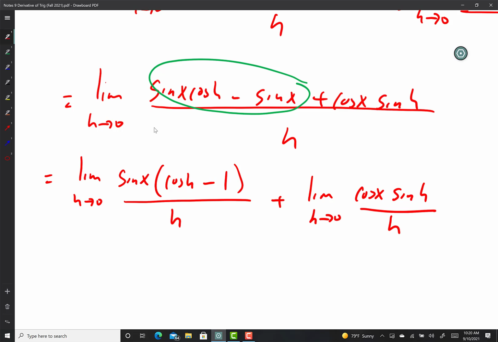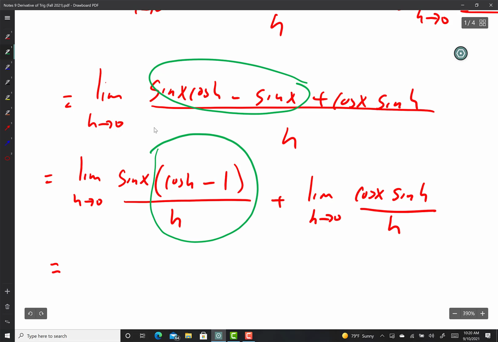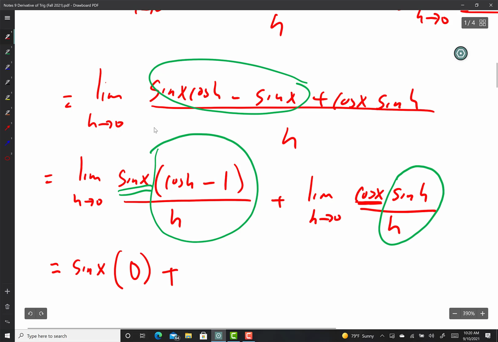I'm going to put the equal sign here. Notice I'm not going to write the word limit. I want you to see that I have cosine h minus 1 over h as h is approaching 0. This sine x is not affected because there is no h on it. So I have sine x. We'll go back to red. And what is this cosine h minus 1 over h as h approaches 0? Do you guys remember? It's not 1. It's 0. And then plus, this cosine x is not affected because this doesn't have an h. So I have plus cosine x.